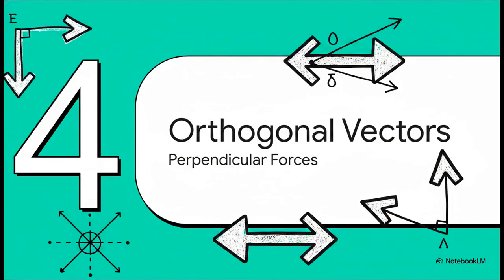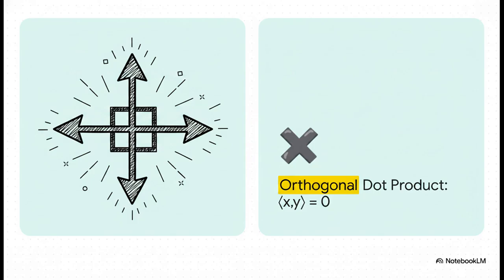Which brings us to section 4, orthogonal vectors. That natural connection between dot products and angles leads us right into a massive high-yield concept for your exam. Think about this. What happens to our dot product formula if the angle between two vectors is exactly 90 degrees? Well, the cosine of 90 degrees is 0, so the entire dot product just becomes 0.